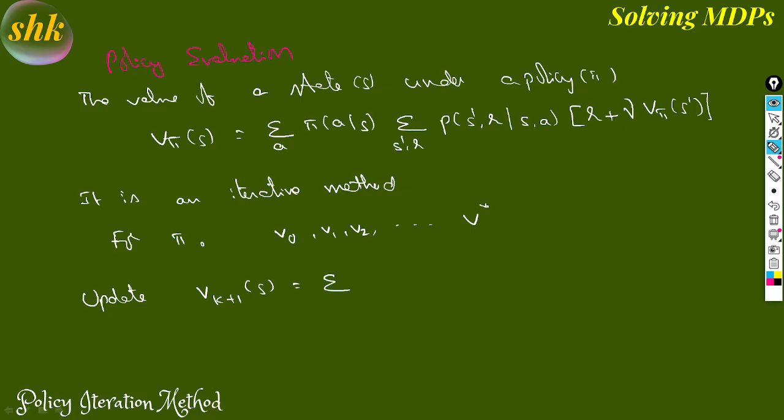We can write it as summation over a of pi of a given S, summation over S dash comma R of the probability of changing state to S dash with a reward of R when we are in state S with the action A, multiplied by R plus gamma times the previous iteration. So what is the previous iteration? We can write Vk of S dash, where S dash is the new state we move to when we are in state S for a particular action A.